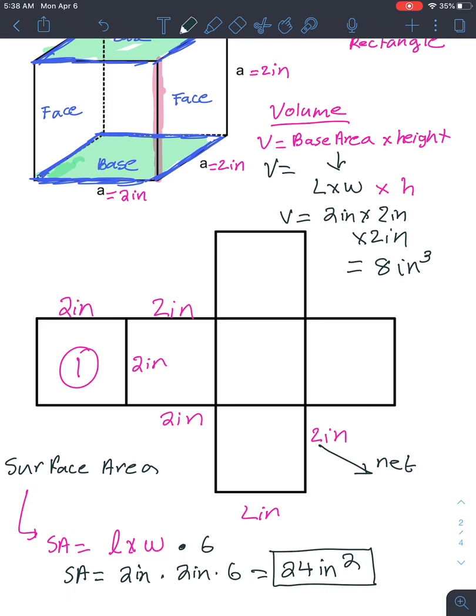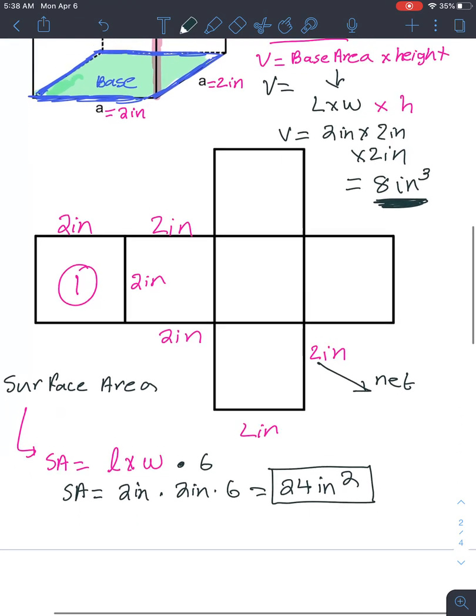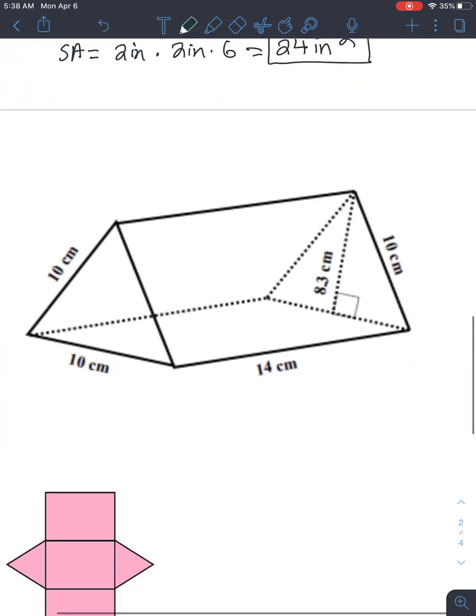Also, take a look at the units. We're talking about area when we do surface area, so we're talking about 2D. The shapes are flat, so our units are square inches. But if you go up earlier, we're talking about a 3D shape, and that's why you see cubic inches. Now we're going to take what we learned from these 2 examples and go on to a triangular prism.